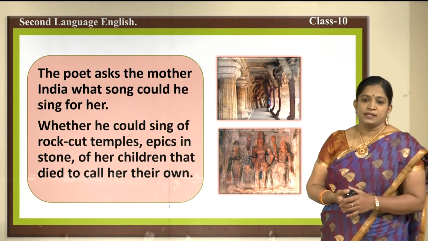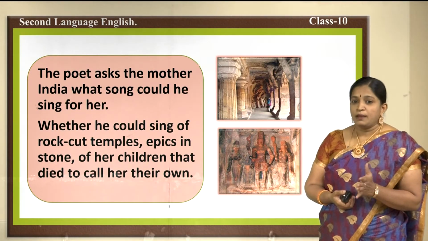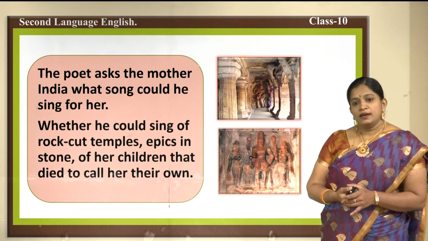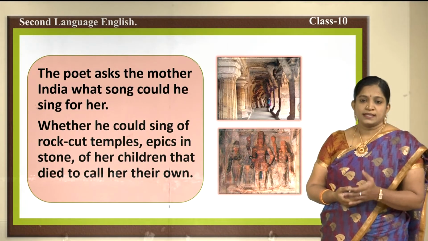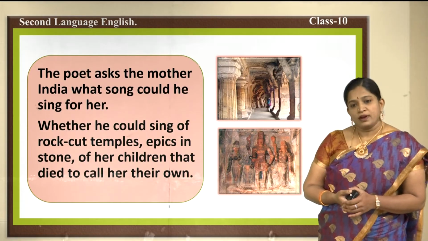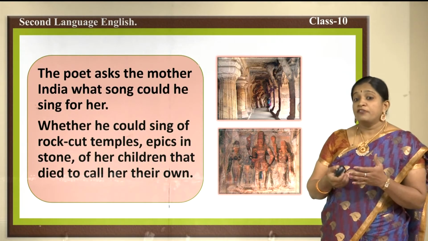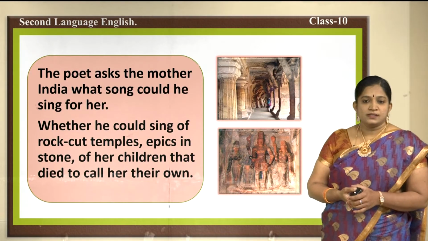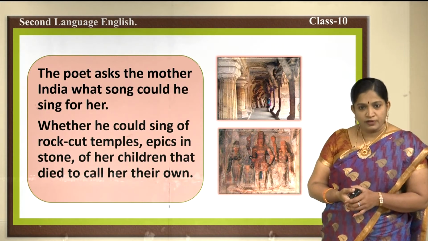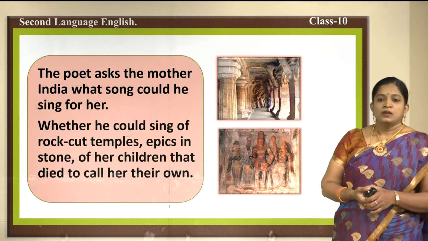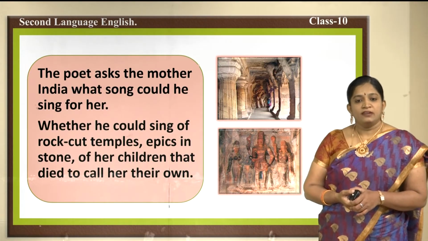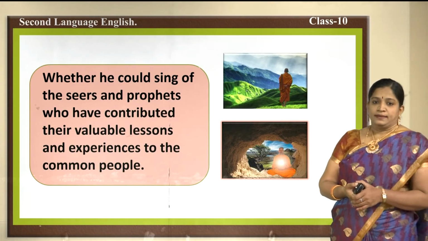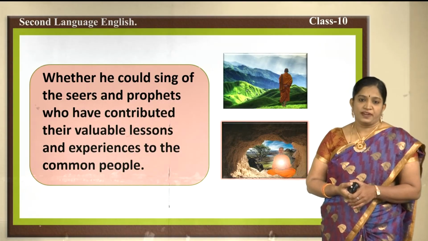Yes, rock cut temples. Here the poet is calling rock cut temples as epics in stone of her children that died to call her their own. See, here the poet is asking whether he could sing of rock cut temples, epics in stone, or of her children. Here her children refers to the people or the freedom fighters who sacrificed their life for the sake of the country. So regarding these two, the poet is asking whether he could sing it. And also the poet is asking again whether he could sing of the seers and prophets.